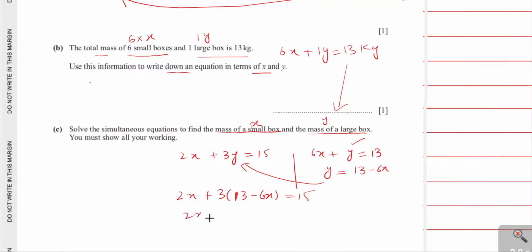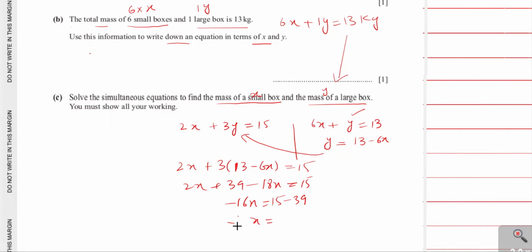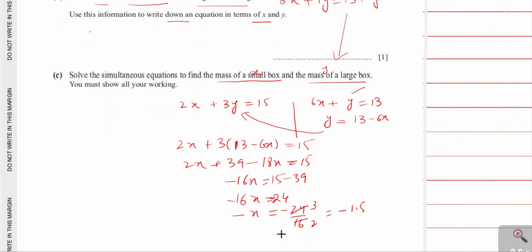And therefore, 2x plus 39 minus 18x equals 15. And this is minus 16x equals 15 minus 39. And therefore, minus 16x will be equal to minus 24. And x will be equal to minus 24 over 16. 8 times 3 is 24, 8 times 2 is 16, so minus 3 over 2. Minus x will be equal to minus 1.5. x will be equal to 1.5.